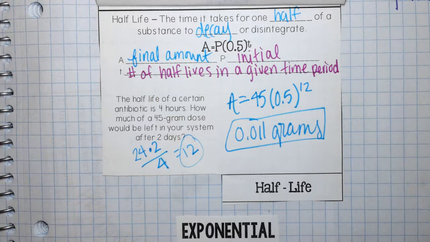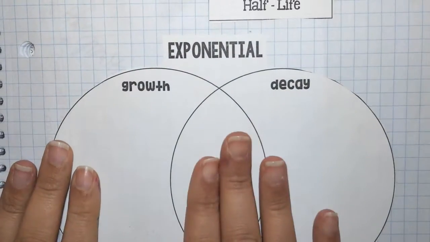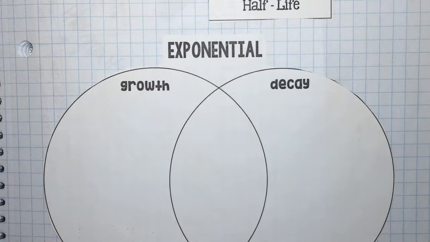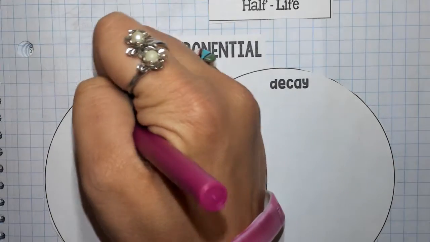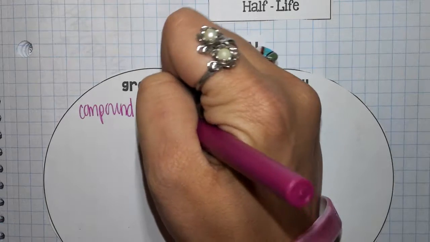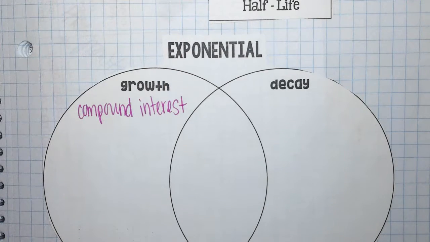All right, so the last part, we're going to talk about the relationship between exponential growth and decay. First, do you think compound interest is a growth or a decay? Compound interest is a growth. So let's write that over here. Do you think that half-life is a growth or decay? That's a decay.